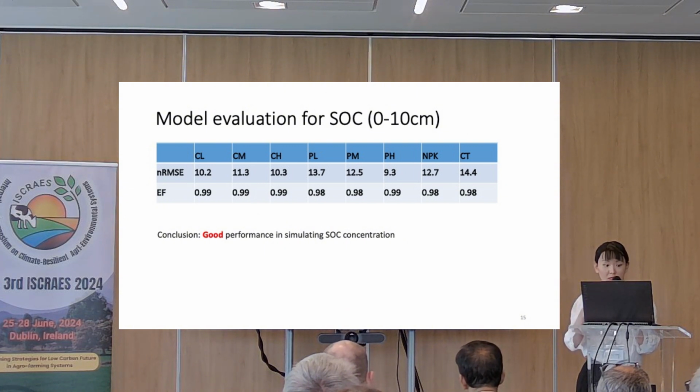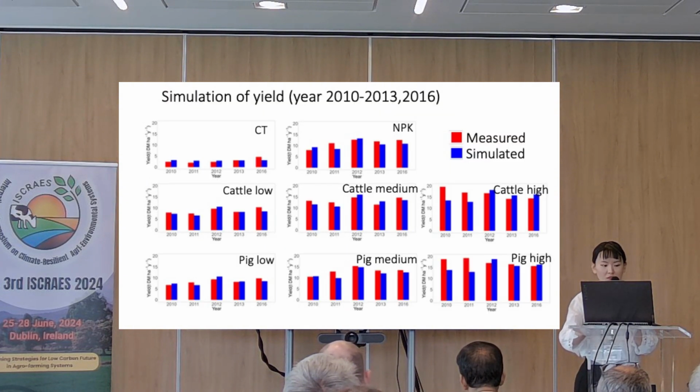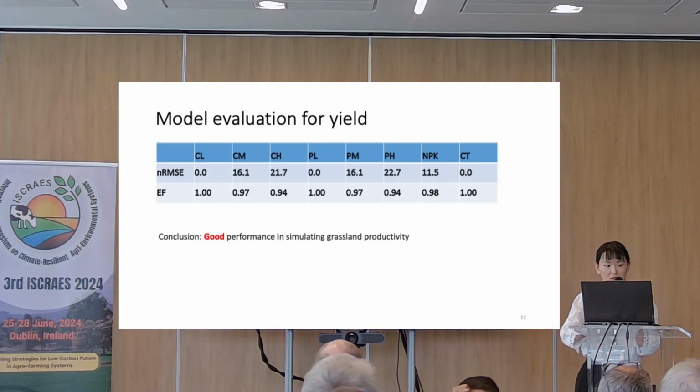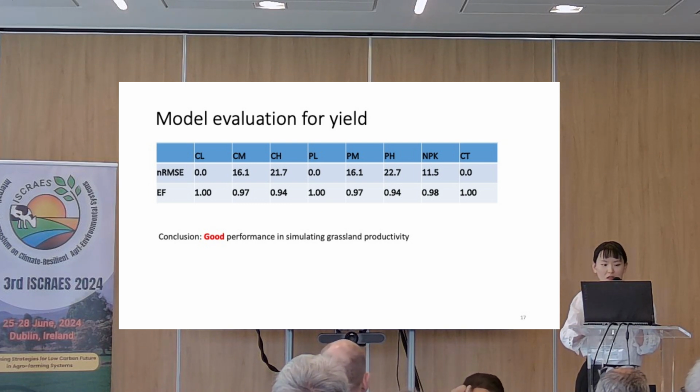Then we simulate the yield. Yield actually behaves better. Each column is a different year, from 2010 to 2013 and 2016. The red line is measurement, the blue line is simulation. So it looks better now, and it's also good performance. So then we measured those different things.